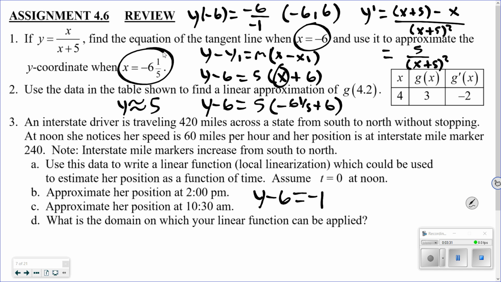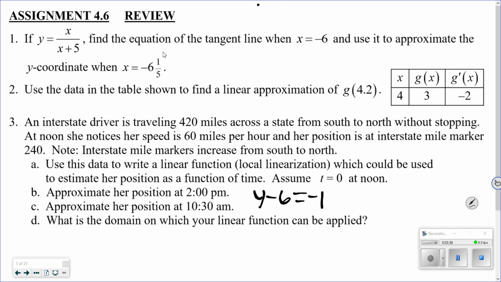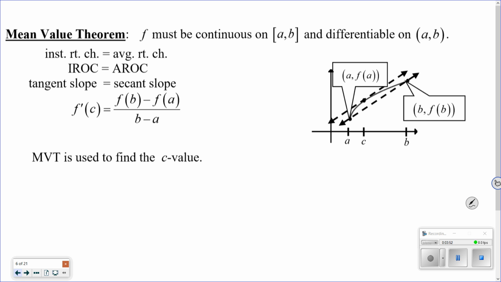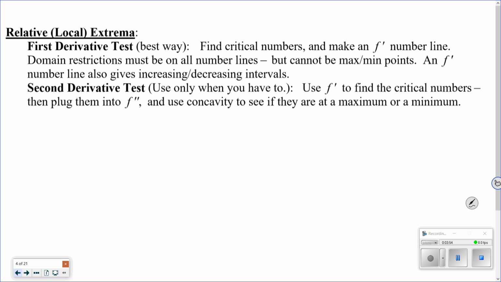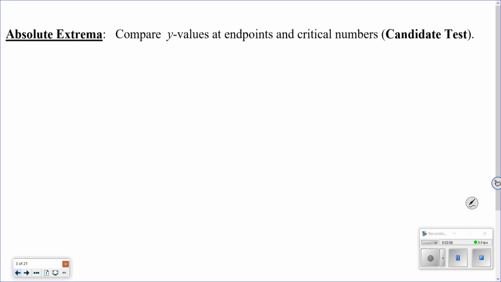So that's approximating using the tangent line. Make sure you remember that's also called local linearization. That's the other way we refer to that. Okay, so number 2 is similar to that. The difference is it already gives you the point. The point's 4, 3, and it already gives you the derivative, the slope. So we don't have to actually find all that like we did on number 1. So go back and review that. You'll have some questions that have to do with that on there.